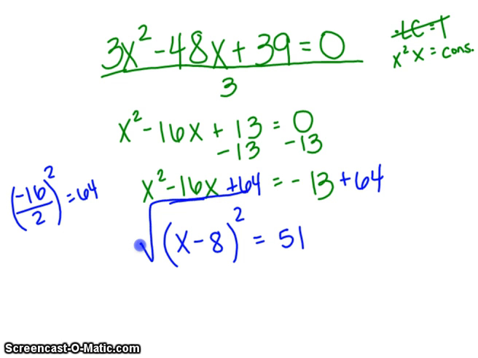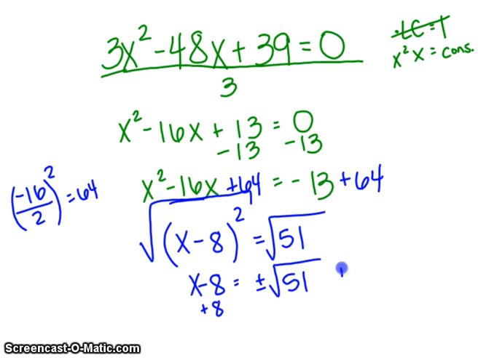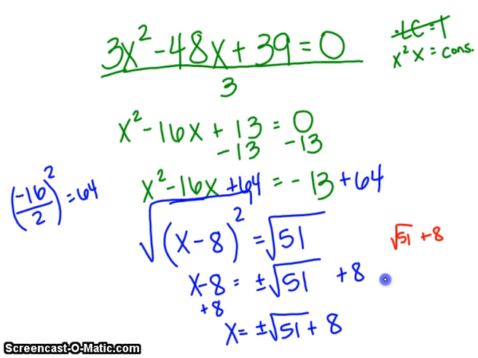So we square root each side, and we're left with x minus 8 equals the positive and negative square root of 51. To get x by itself, we would add 8 to both sides. So we get x equals the positive and negative square root of 51 plus 8. So in your calculator, you would type in the positive square root of 51 plus 8, and then separately you would do the negative square root of 51 plus 8. And your two answers would end up being 0.86 and 15.14. And then you're done.